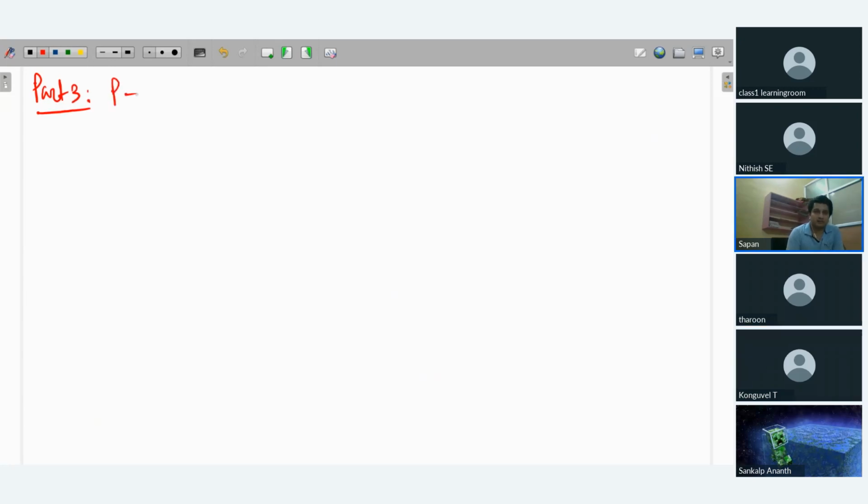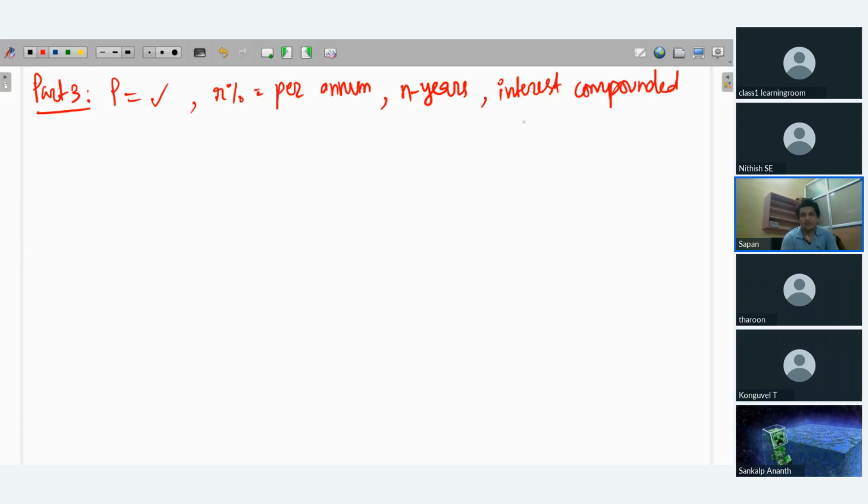So there is a principal amount, R percentage, this is per annum, and we have N years. Interest is compounded half yearly. Yes. That means in a year, you will see your bank account credited twice. Yes, sir. One at the end of June and one at the end of December.